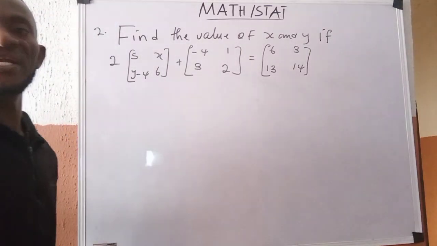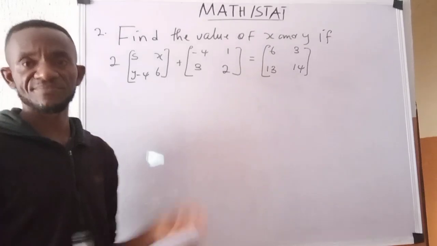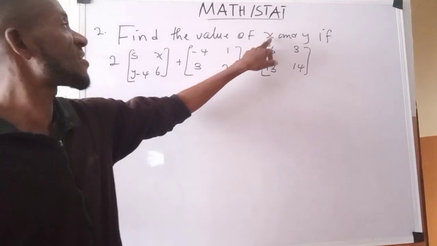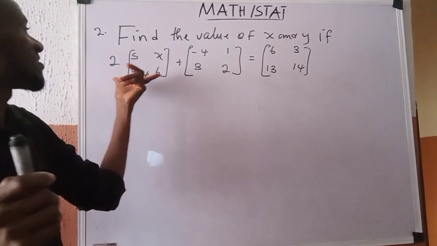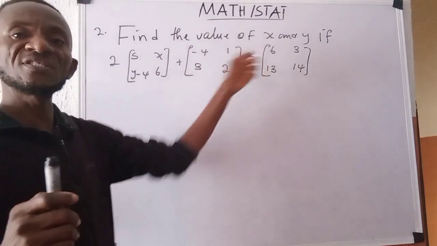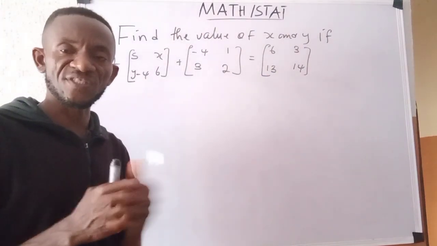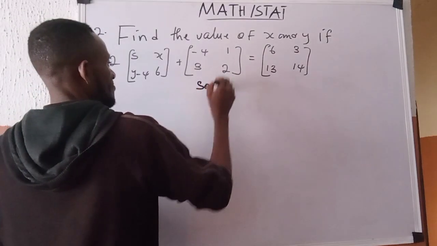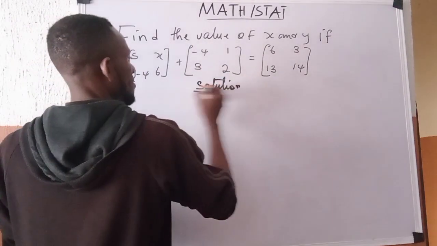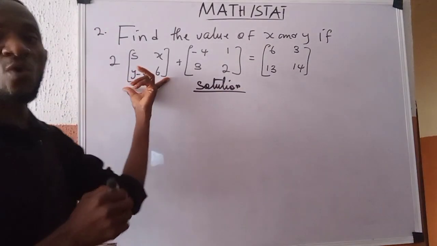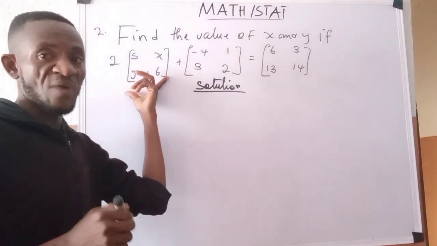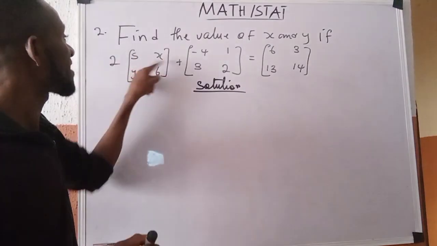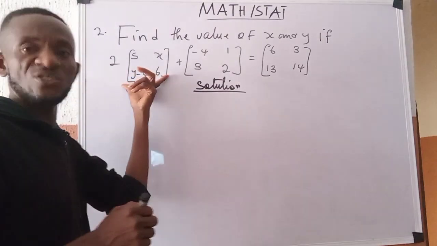So what we are going to do is to quickly go ahead into solving the problem. How do we go ahead into solving the problem? They say find the value of x and y if this quantity added to this quantity gives us this very quantity. We go ahead as a way of solution. So I will say solution. What I have here, the first one is a scalar multiplication. And when you are having a scalar multiplication, what you need to do is to carry that number outside to multiply all the entries of what? Of the matrix. So let me handle this quantity first.